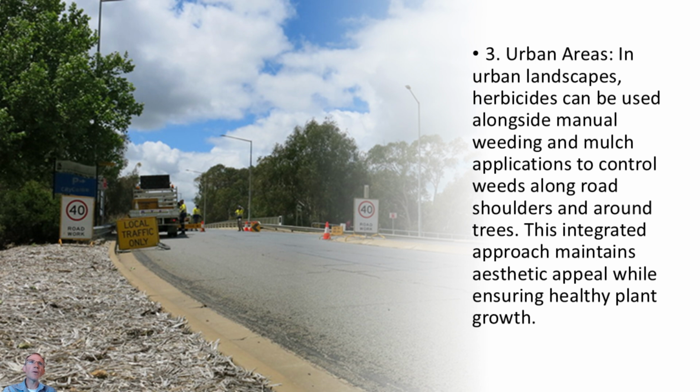This integrated approach maintains aesthetic appeal while ensuring healthy plant growth. And here we go again, looking at a combination of techniques to control weeds. Now, obviously, manual weeding, again, I think is something that can be done, but there's also a cost to that. And putting down things like mulch can even be great because at that point, we're choking the weeds out. We're not allowing them to grow. But one thing these two methods definitely do, they do lower the need for herbicide applications.